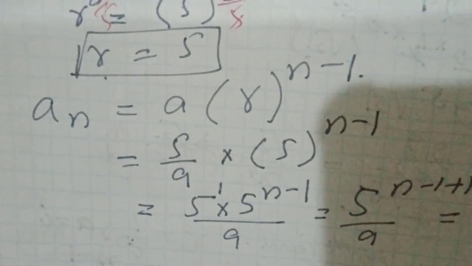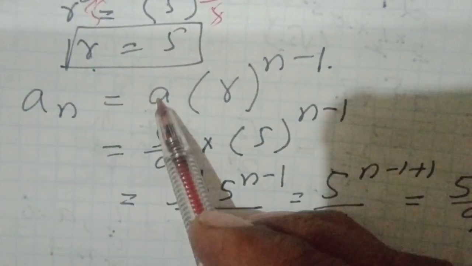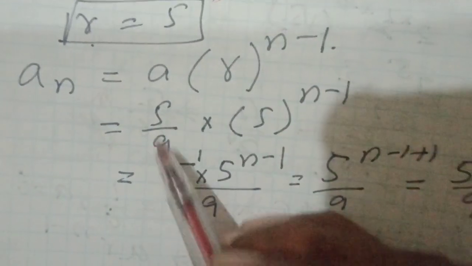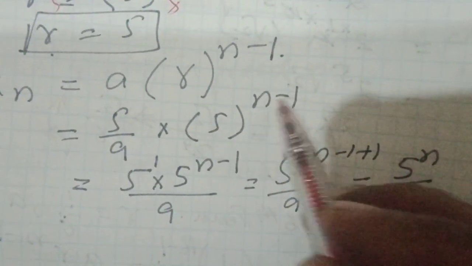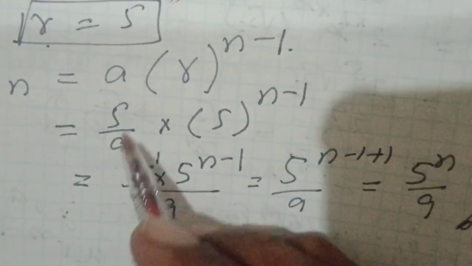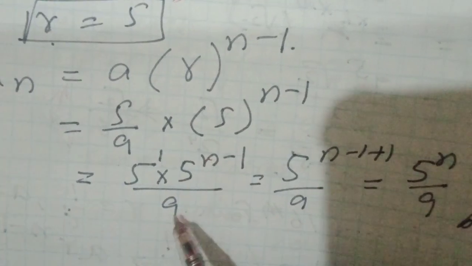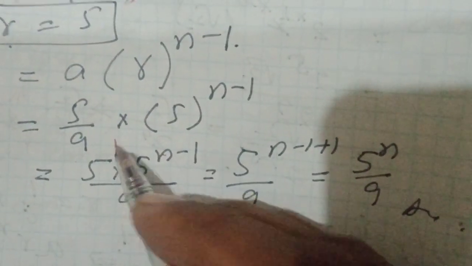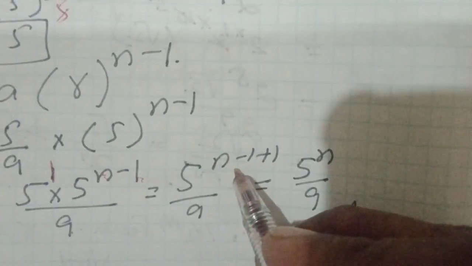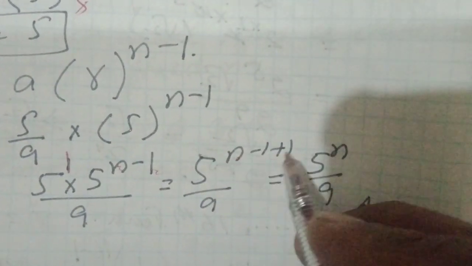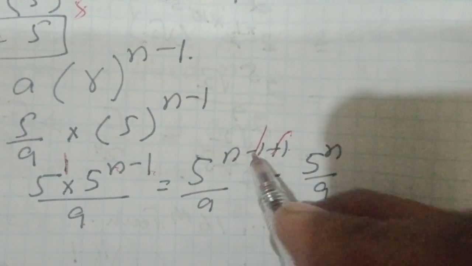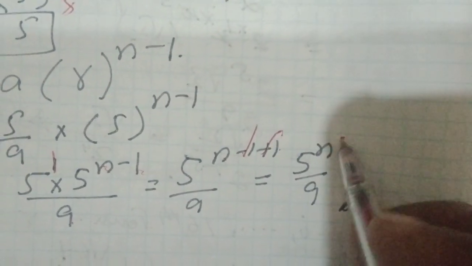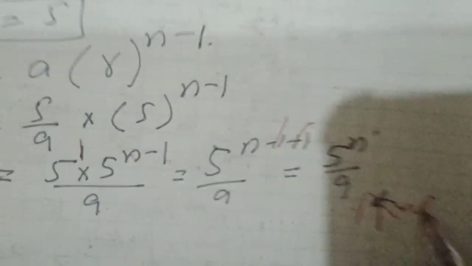Now we are going to find the nth term. an is equal to a r^(n-1), which is 5 upon 9 multiplied by 5 to the power n minus 1. Now this 5 has 1 power, and you can add the powers: n minus 1 plus 1. This plus 1 and minus 1 will be cancelled, and 5 power n upon 9 is your answer.